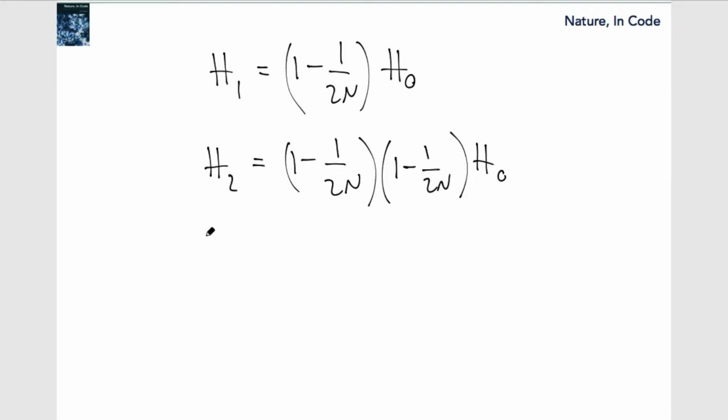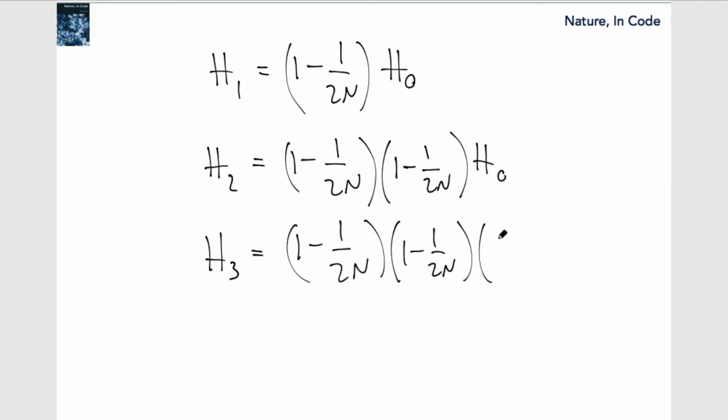So I'm going to do this one more time, and then I'm sure you'll see the pattern. So in generation 3, we know it's going to be 1 minus 1 over 2n times what we had in generation 2. Now again, we've just established what H2 is here as an expression of H0. And so again, I'm just going to replace H2 with this whole term here. So 1 minus 1 over 2n times 1 minus 1 over 2n times H0. And so on. So you get the idea here, right?